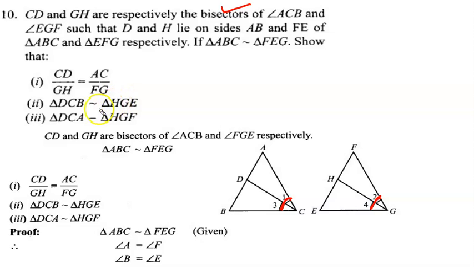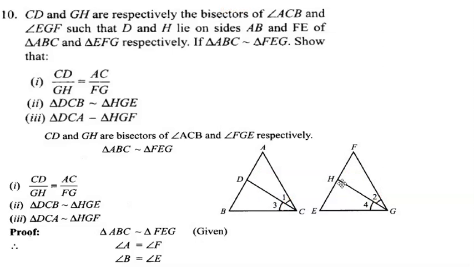The second thing we have to prove is that triangle DCB is similar to triangle HGE, and triangle DCA is similar to triangle HGF. So first we have to prove this is similar to this, not equal, and secondly this is similar to this.